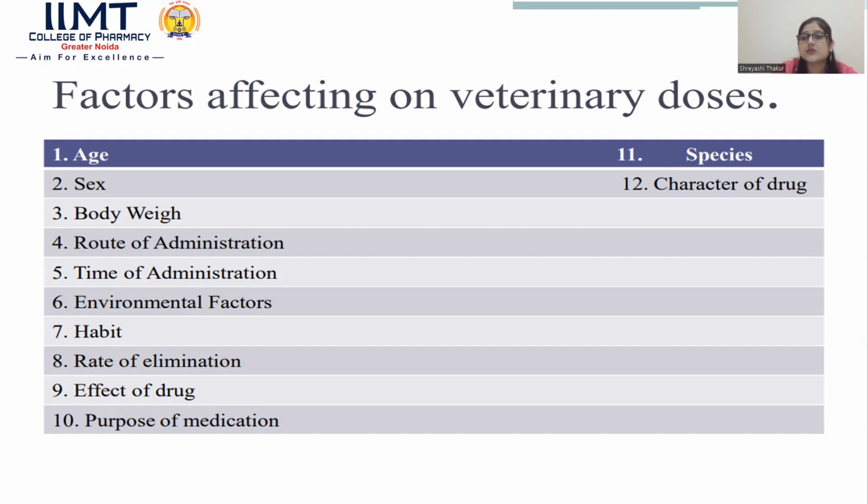So in this PPT, we learned about the various factors that can affect the human dose as well as the veterinary dose. In this chapter, we learned that posology refers to the amount of dose that is given to patients to give their therapeutic and desirable effect.